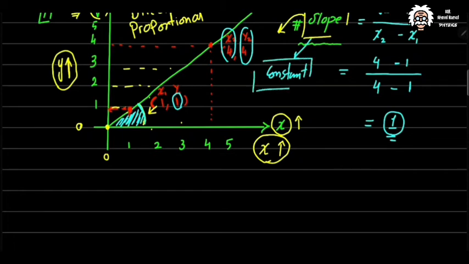Because if the graph is a straight line, the angle between the line and the x-axis will be constant. So as a result, the slope of the graph will be constant. So any graph drawn as a straight line, its slope will be constant. And this means if you choose any two points from the straight line and calculate the slope, it will give you the same number.